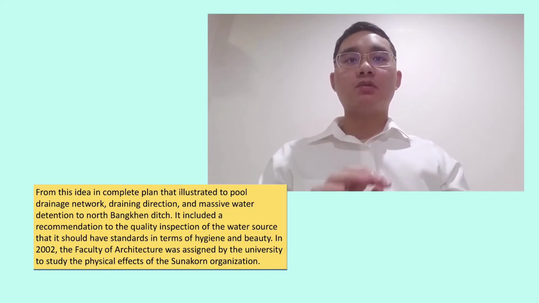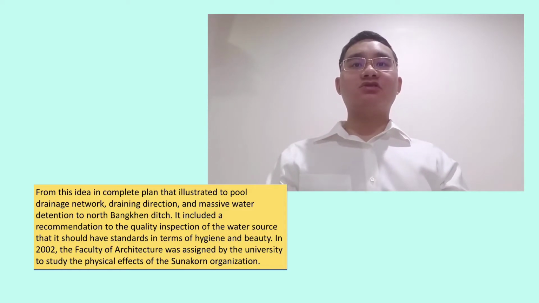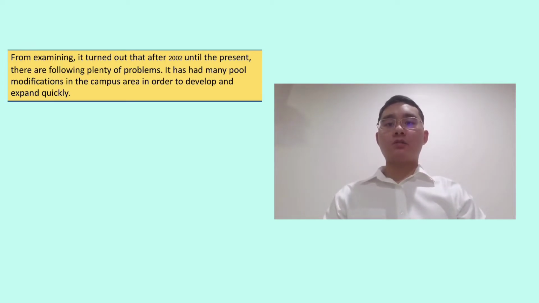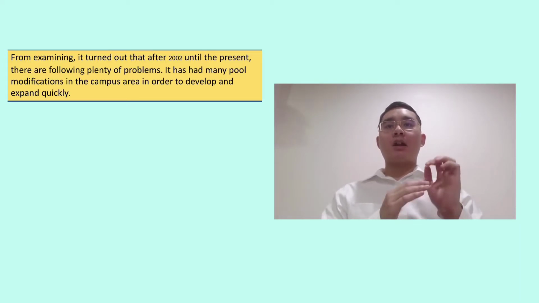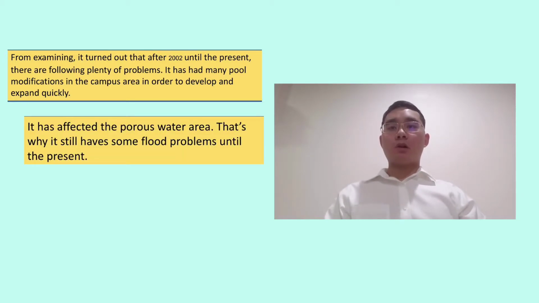In 2002, the Faculty of Architecture was assigned by the university to study the physical effects of the campus organization. From examining the results from 2002 until the present, there are plenty of problems on the campus too. It had poor modification in the campus area in order to develop and expand quickly. It had affected the porous area.